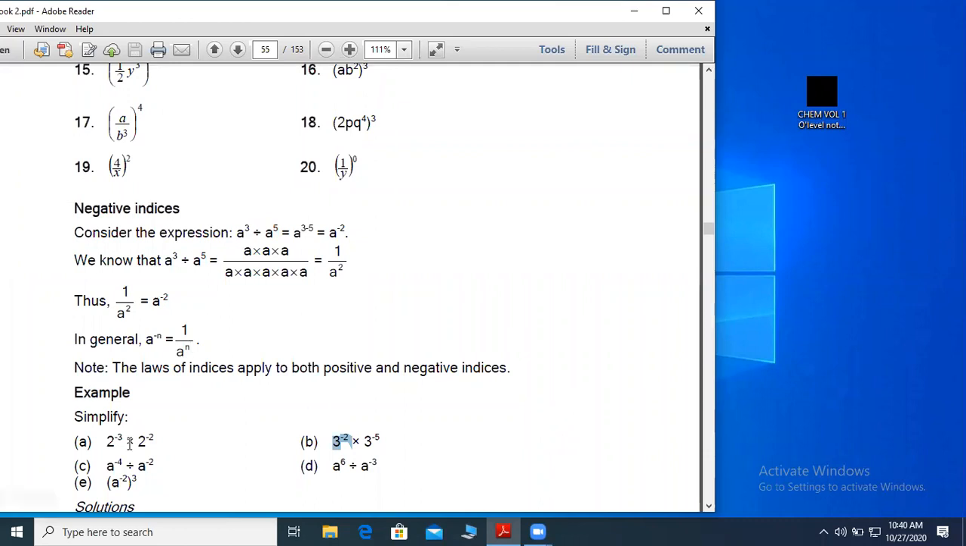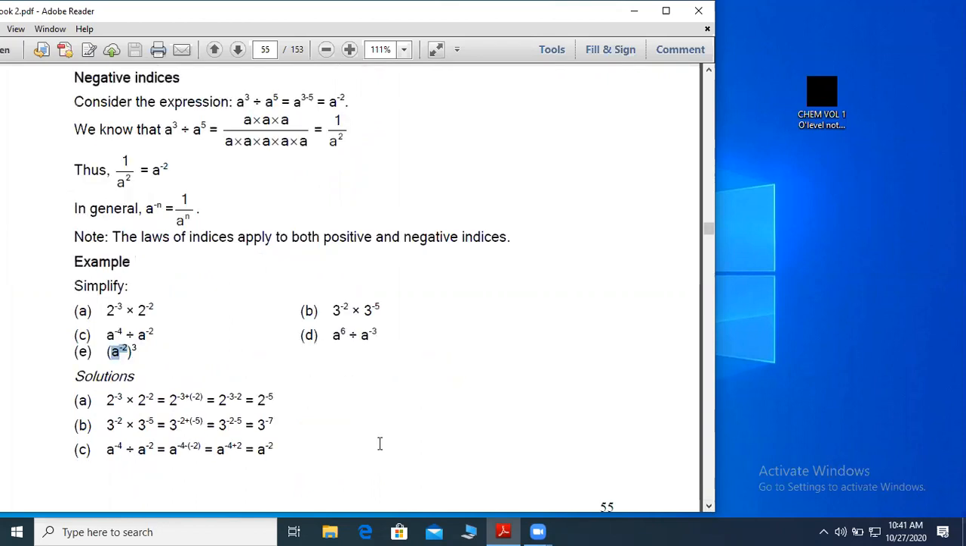Let us look at this one also. What about this 8 power negative 2? What will it be equal to? This one will be the same as 1 out of 8 power 2, which is 1 out of 8 squared. So let us look at the solutions.